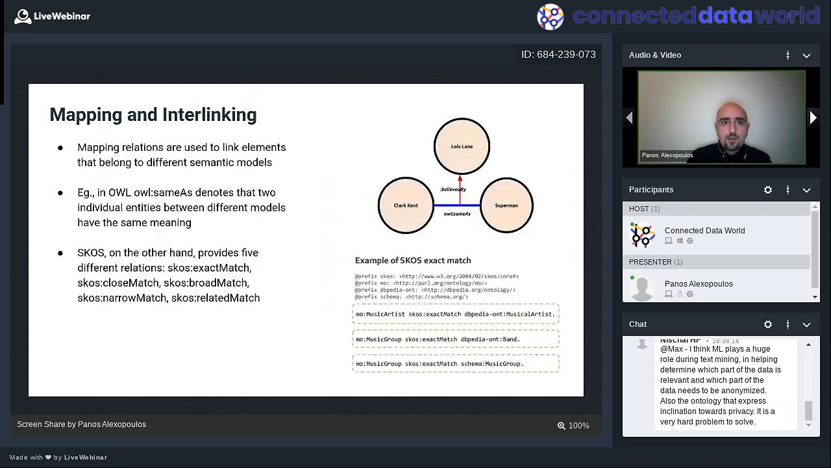Also, we may have mapping and interlinking relations. These are relations that link elements that belong to different semantic models, to different knowledge graphs. One example is owl:sameAs, which denotes that two individual entities in different models have the same meaning.